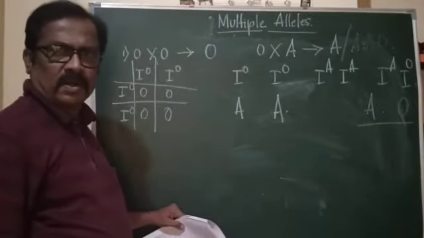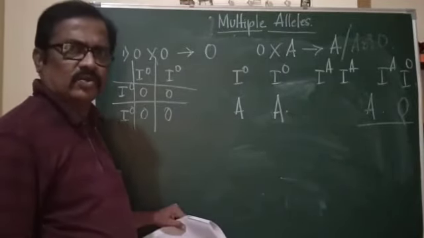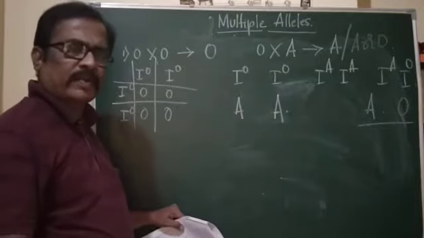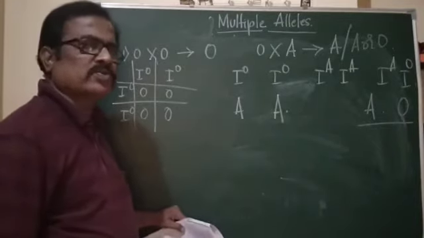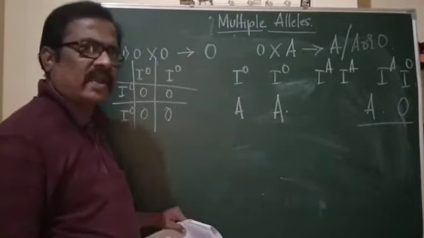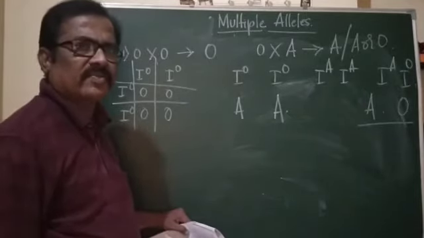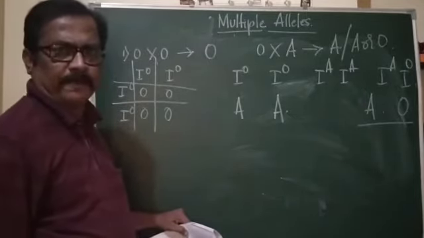When one parent is A, heterozygous, and the other parent is O, homozygous, either A or O blood group will appear in their children, in their offspring.